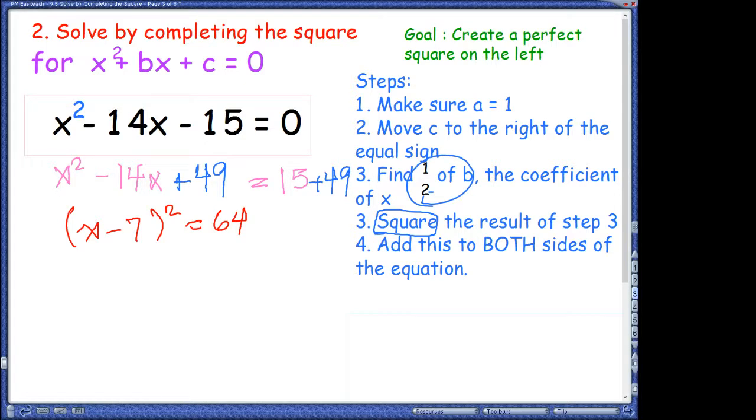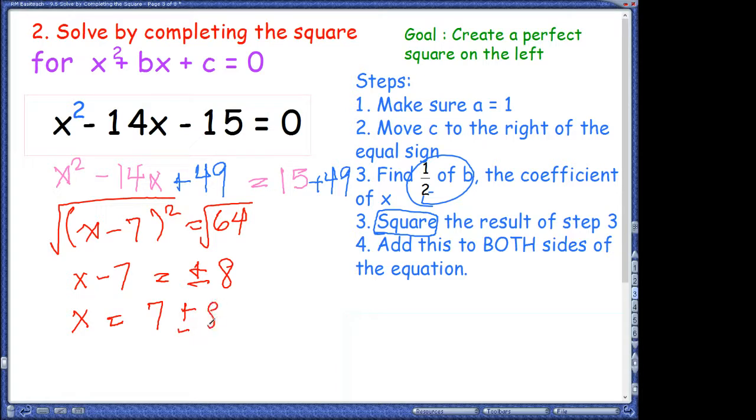Now we must take the square root of both sides because we want to isolate the x by using inverse operations, and the opposite of squaring is finding the square root. On the left side we now have x minus 7. On the right side, the square root of 64 is positive or negative 8. And now to isolate the x, you're going to add 7 to both sides of the equation. So we have 7 plus or minus 8.